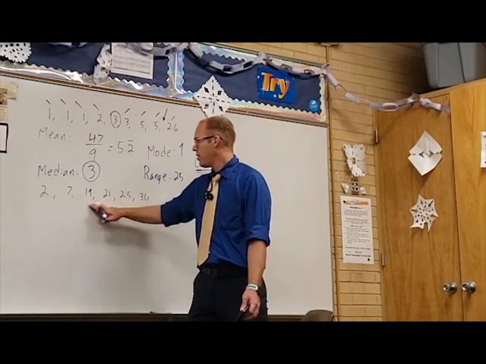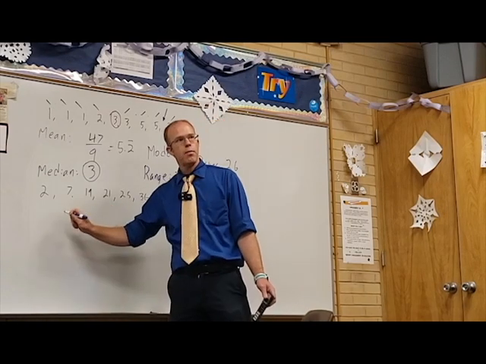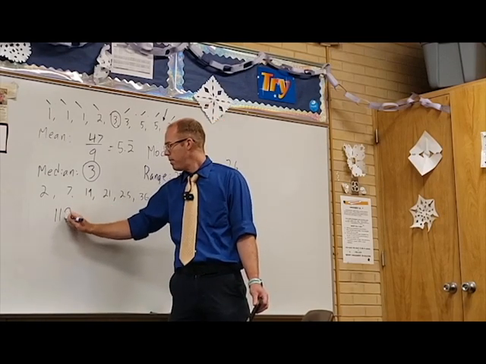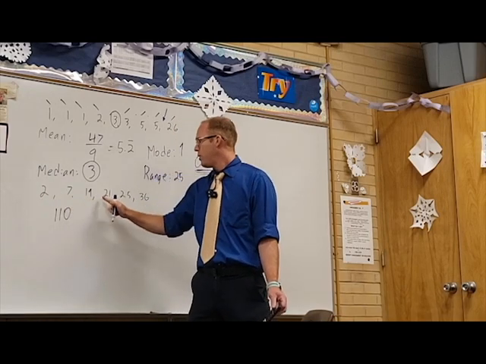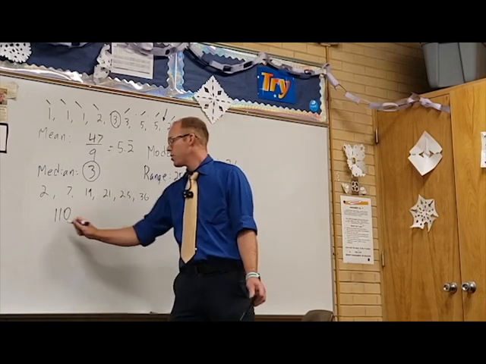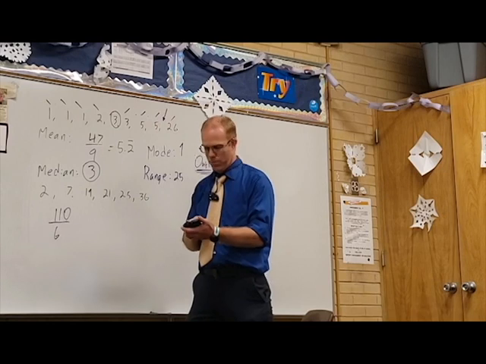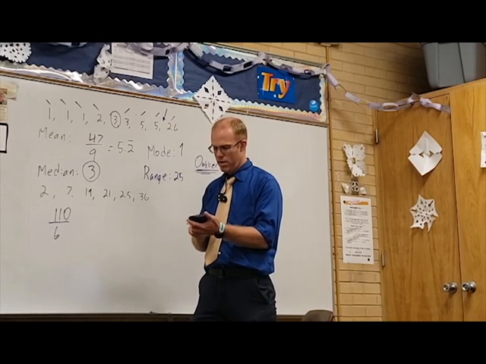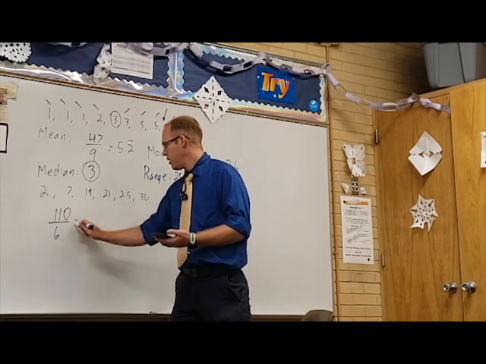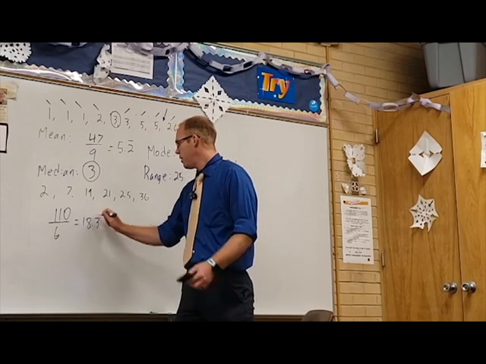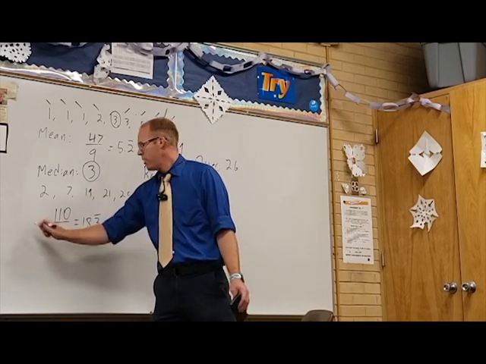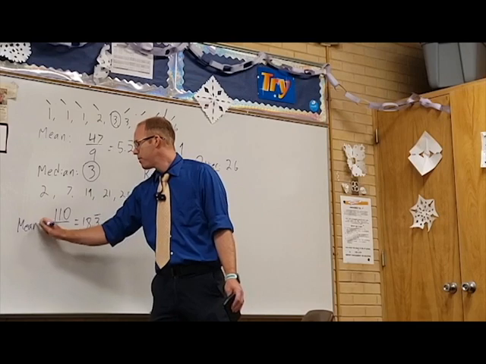We're going to again add these all together. When we do that, we get 110. And we have 1, 2, 3, 4, 5, 6 different numbers. So we're going to divide that by 6. 110 divided by 6 is 18.3 repeated. And that is our mean.